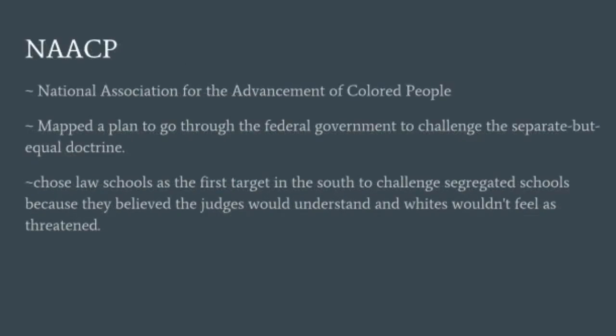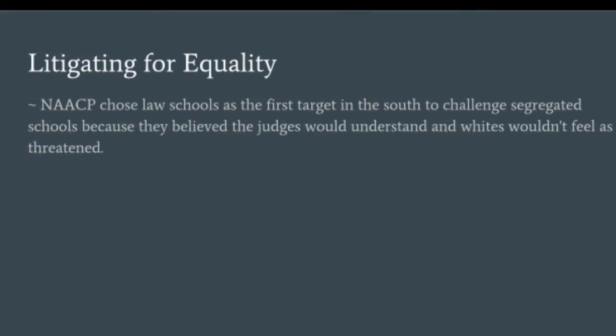The NAACP stands for the National Association for the Advancement of Colored People. Their goal was to repeal the separate but equal doctrine, and they carried out test cases to challenge segregation amongst schools. The NAACP had made law schools in the South their primary target to challenge segregated schools because they felt as if the judges would understand and the whites wouldn't feel as threatened. The case, Gaines versus Canada, is a prime example.